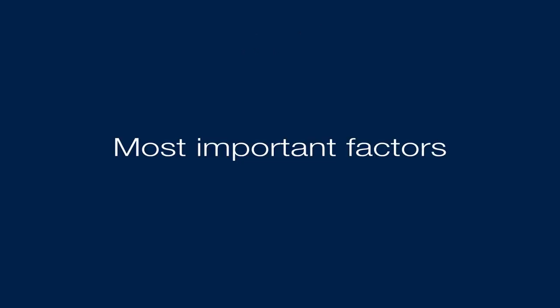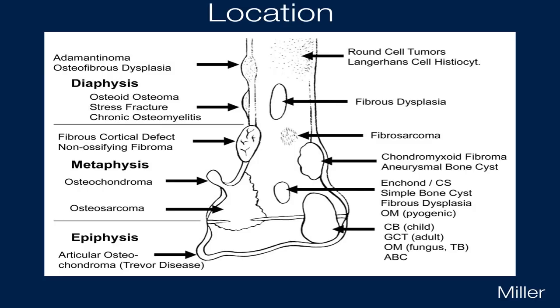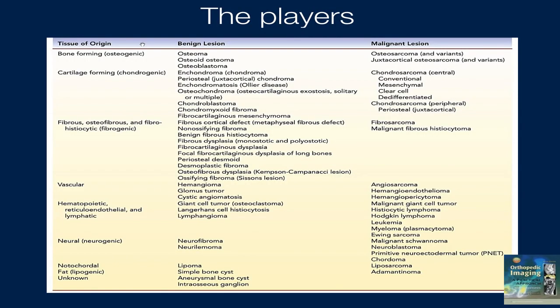So the most important factors in assessing a bone lesion on radiography are the age of the patient and the location of the lesion. Which bone, where is it within the bone, is it central, distal, etc. So here's a list of lesions you'll have to memorize. Now, you don't have to memorize these. This is a large list. You can actually even expand this. So what I recommend is maybe learning a few of the more common ones.